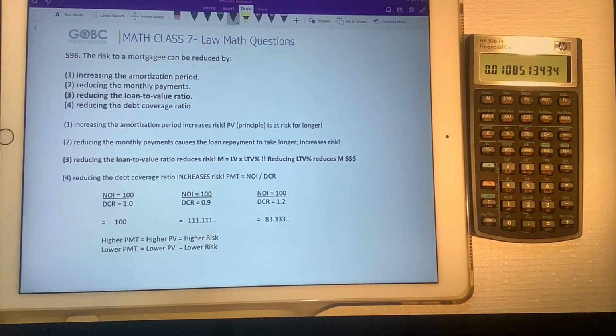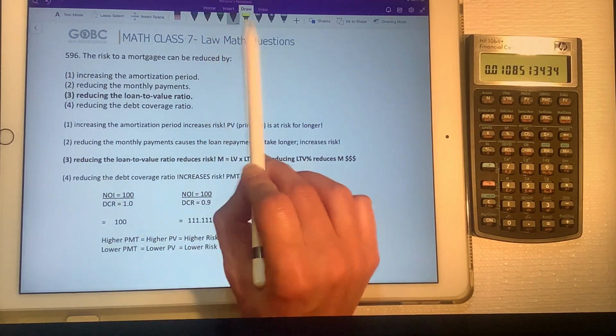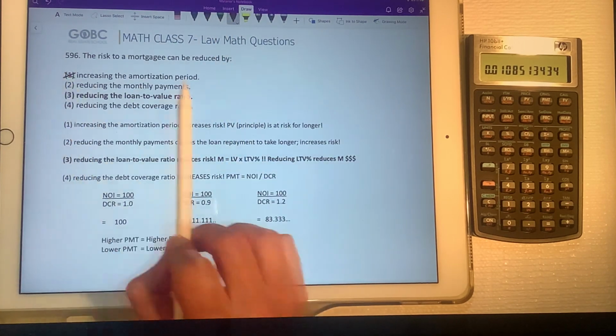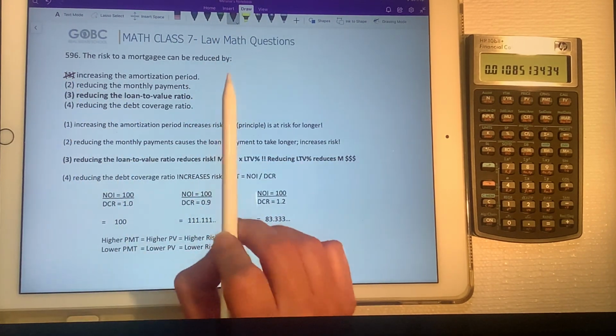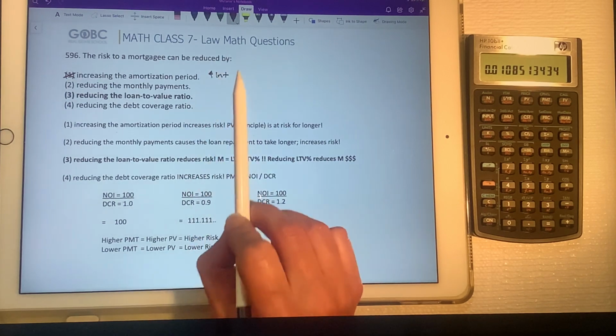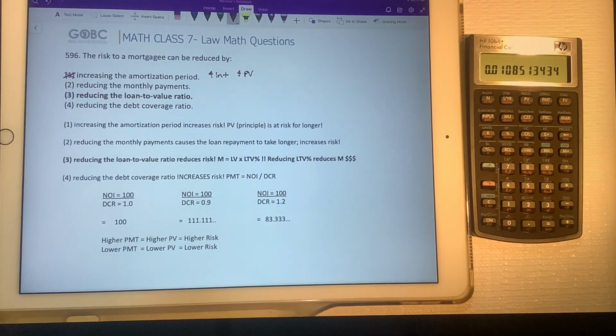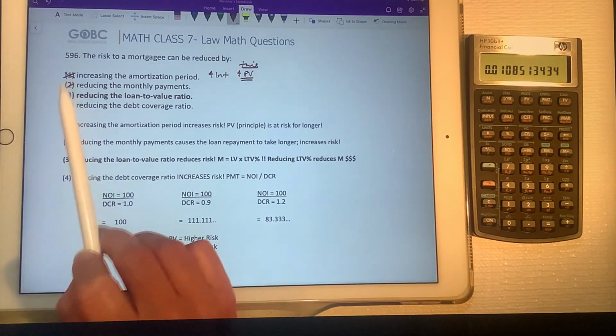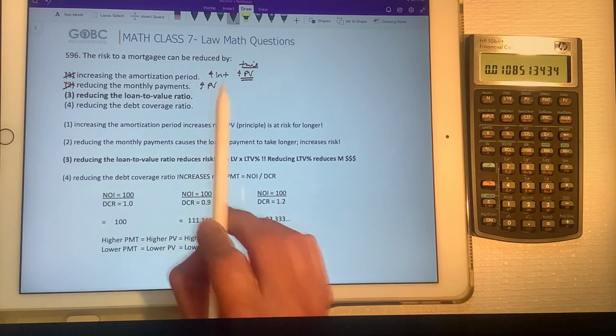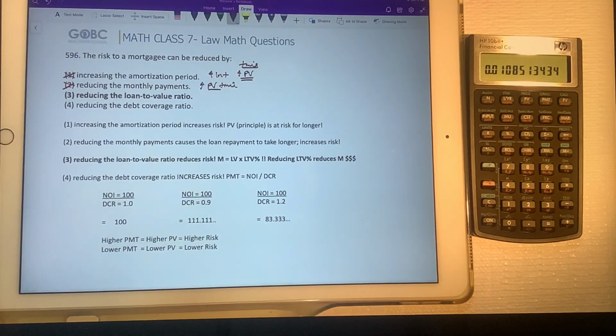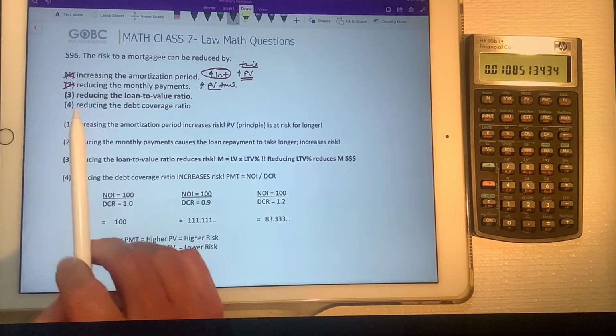Okay, so question 596, the risk to a mortgagee can be reduced by what? So this is, again, all of the same stuff that we've talked about in our previous questions. We know that increasing the amortization period actually increases the risk because you're making your borrower pay more interest, and it's taking them a lot longer to pay back your principal. So there's more time that's needed to get back that PV. Reducing the monthly payments? Nope, that would actually cause, again, a longer amount of time needed to pay back that PV. And you wouldn't be getting as much of your interest back per payment either, depending on how that interest and PV split was.